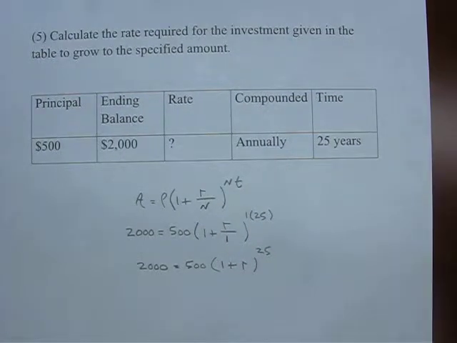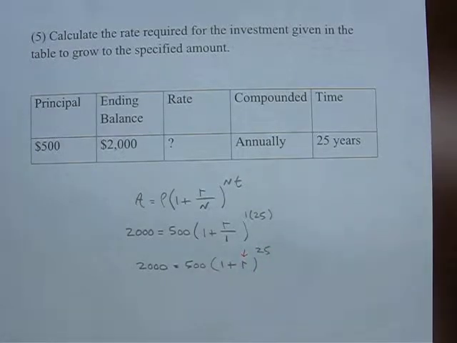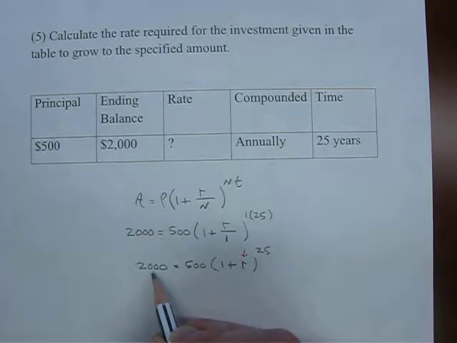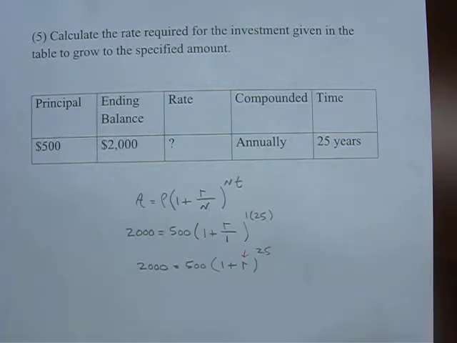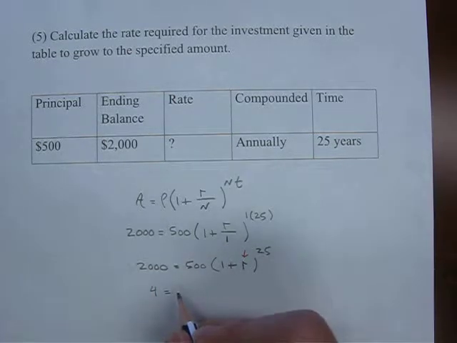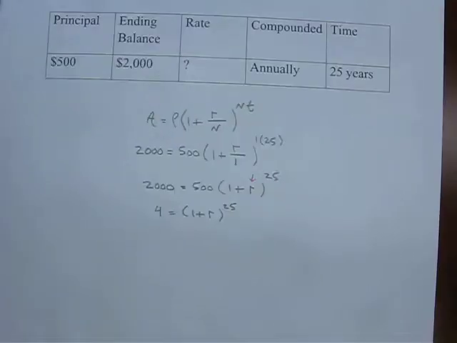So this time I'm trying to solve this equation for r. Let's divide this into that, to consolidate those numbers. Suppose I divide the right and the left by 500. 2,000 divided by 500 is 4. So I will get this.